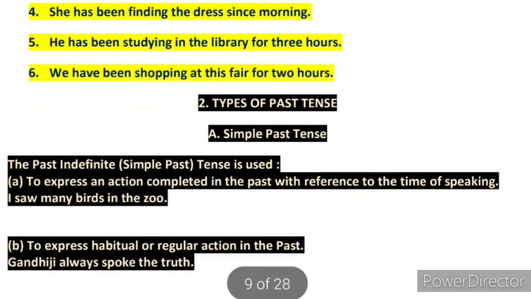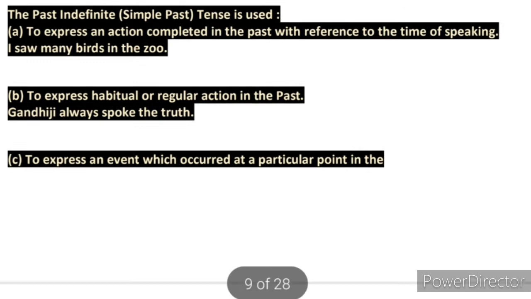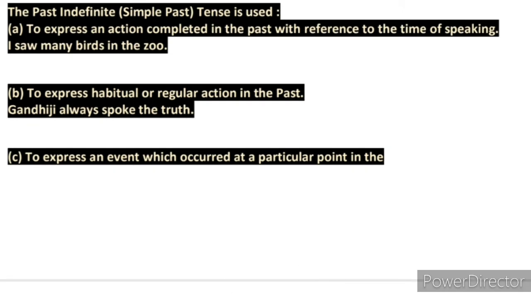Now next is 4 types of past tense. So first is simple past tense. The past indefinite tense or simple past tense is used to express an action completed in the past with reference to the time of speaking. For example, I saw many birds in the zoo. Next, to express habitual or regular action in the past. For example, Gandhiji always spoke the truth.